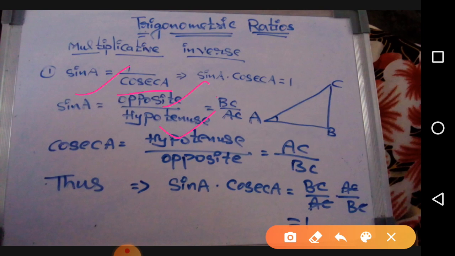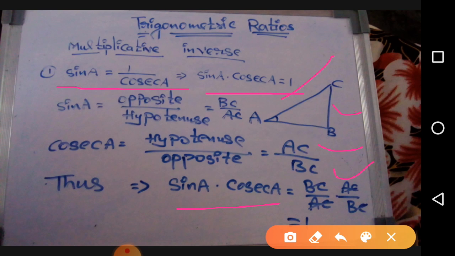If you are naming this angle as A, sin A equals 1 by cosec A. Thus sin A into cosec A equals 1. You'll understand when we prove it. So sin A is BC by AC, because sin A is opposite by hypotenuse, whereas cosec is quite opposite of this, that is hypotenuse by opposite, thus AC by BC. And if we multiply, we have to get 1. Let's see if we get 1 or not.